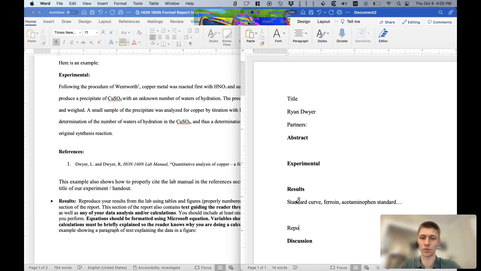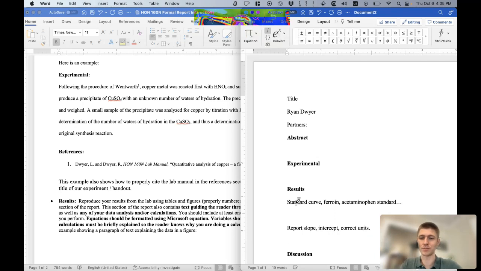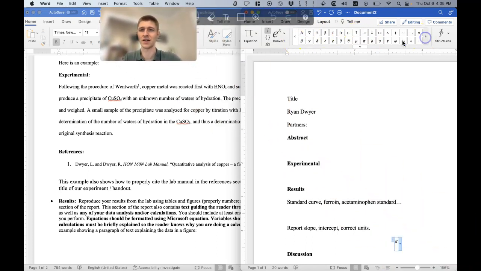Just like last week, you should report slope, intercept, correct units. In this case, we're also reporting the value of the molar absorptivity epsilon. Oops, that's the wrong epsilon. Air epsilon. So epsilon here, if you go into equation editor, you can grab all the correct equations there. So insert and grab the correct value there. You can find all the symbols there, the little epsilon and things like that. You're going to report epsilon again with correct units.